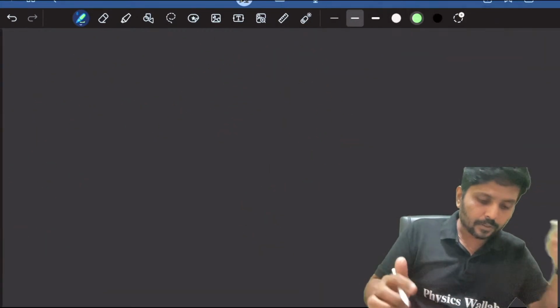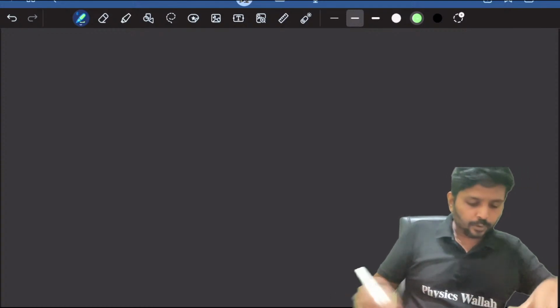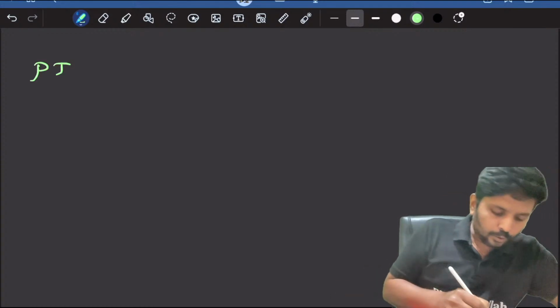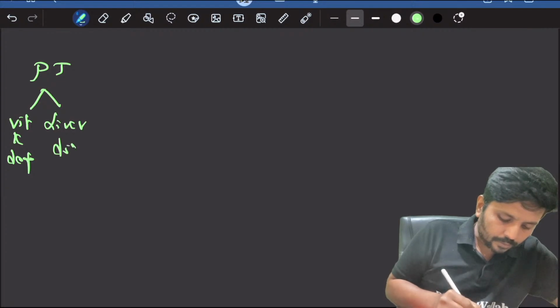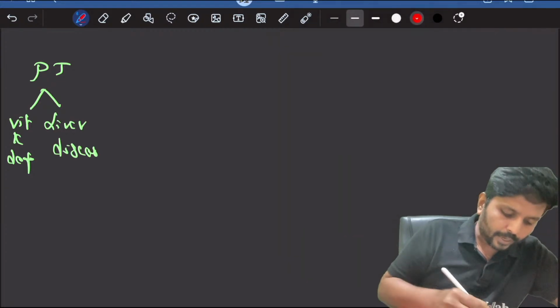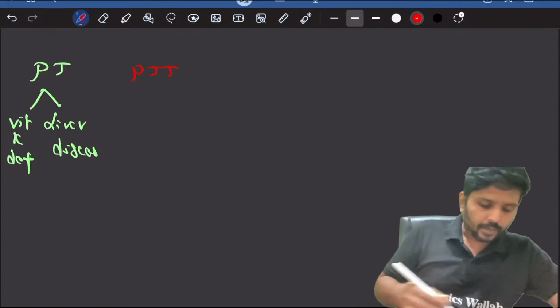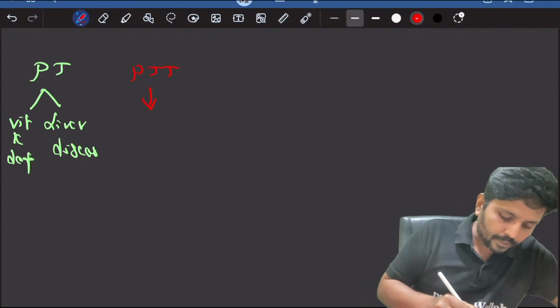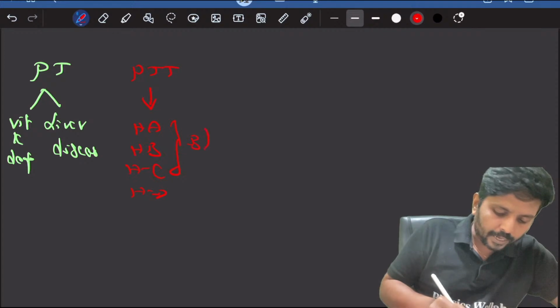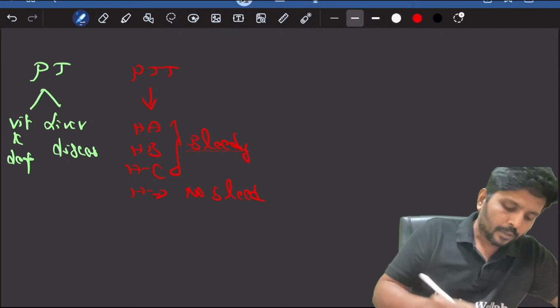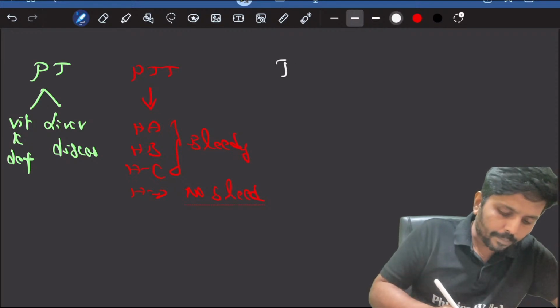The next step, step 2, is prothrombin time. When prothrombin time is increased, it can be due to vitamin K deficiency or liver disease. Then you have your partial thromboplastin time. If partial thromboplastin time is increased, you can have hemophilia A, hemophilia B, hemophilia C, hemophilia D. In hemophilia A, B, C you will get bleeding, whereas in hemophilia D, no bleeding at all.